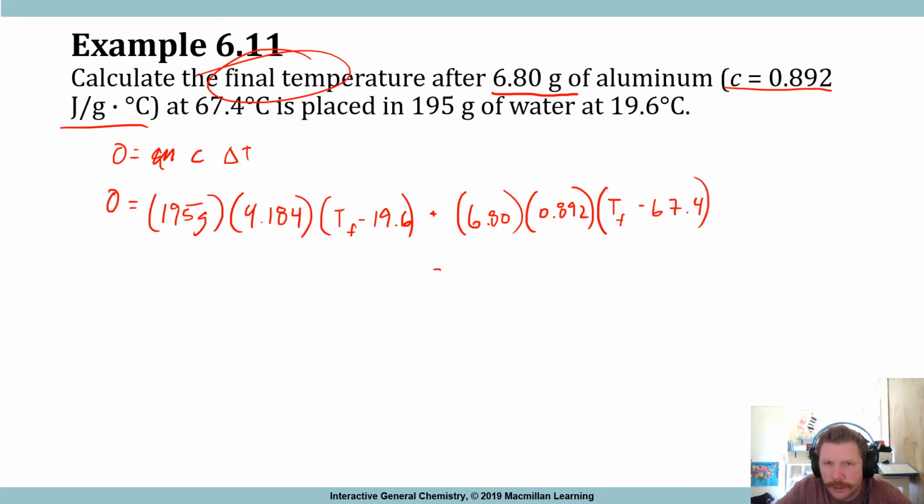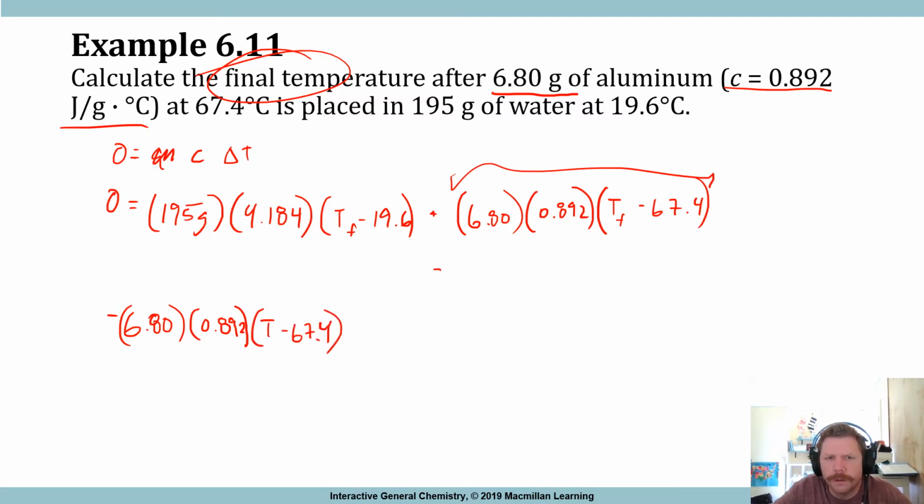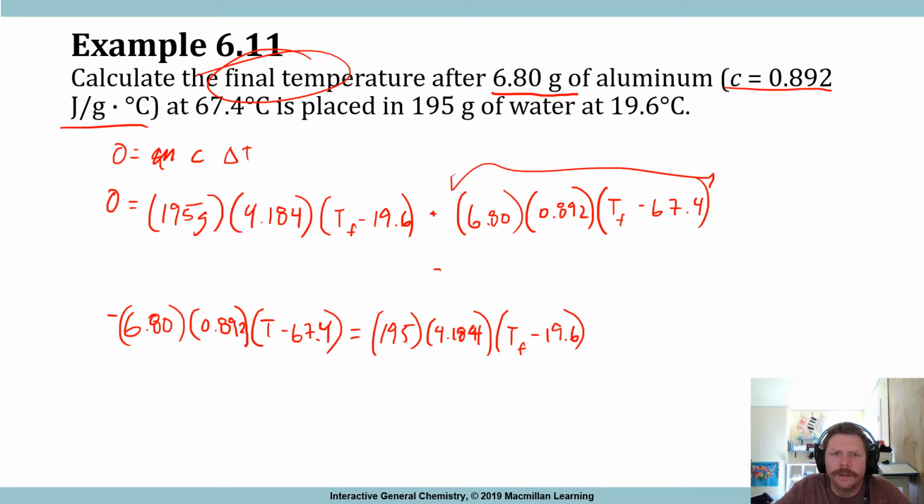Now what I want to do is subtract all of this over here. So I'm going to set this as negative 6.80 times 0.892 times T minus 67.4 is equal to 195 times 4.184 times T sub F minus 19.6. Okay, so what I will do with all of this is basically do as much multiplication as I can.